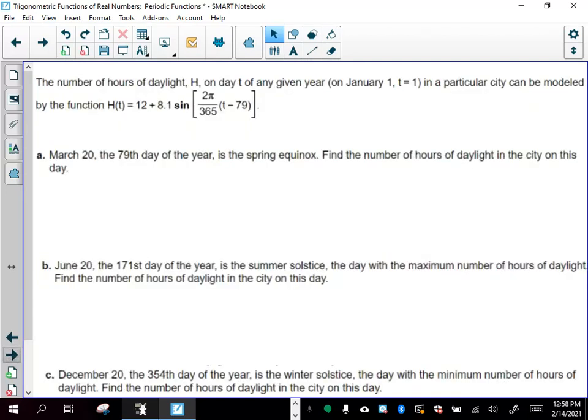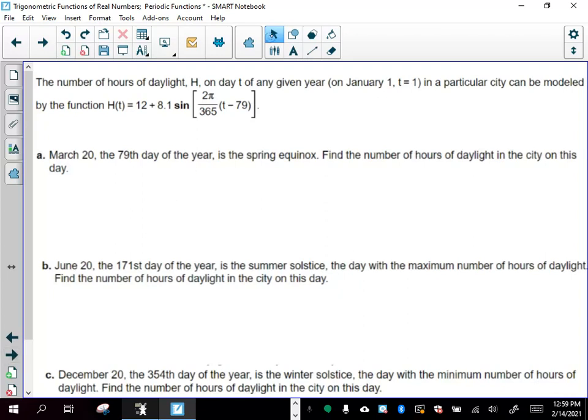So, number of hours of daylight. The number of daylight hours in any given year can be modeled by this problem here. This is legitimately just a plug and chug problem. All you're going to do is take this problem and plug in whatever number it asks you to, to get the answer that it wants. So on March, the 79th day of the year, is the spring equinox. Find the number of daylight hours in the city on this day.